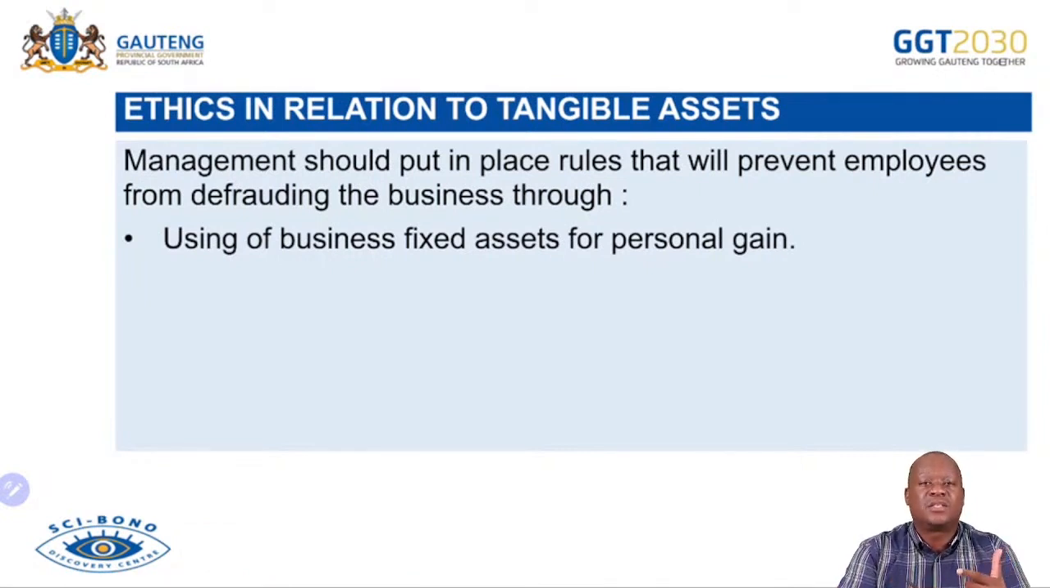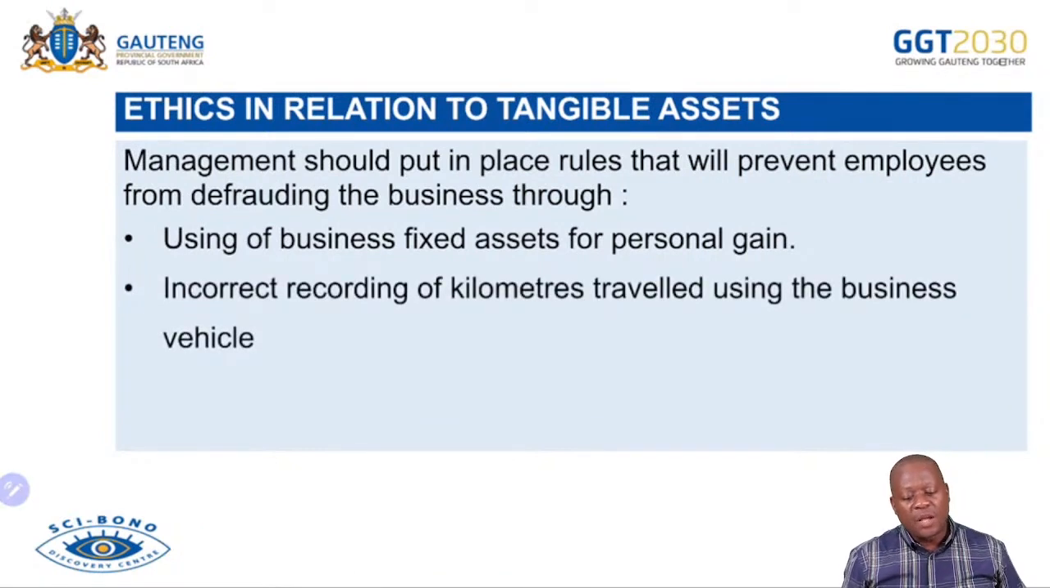And one is using that vehicle, using the fuel of the business, and even wasting the time that the business is supposed to be having for this employee. So let's have rules, let's have policies, let's have regulations in place so that using business fixed assets for personal gain can be minimized, if not eradicated altogether. We also need to check incorrect recording of kilometers traveled using business vehicles.